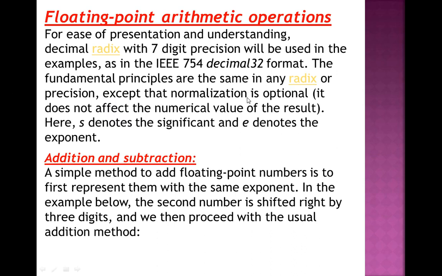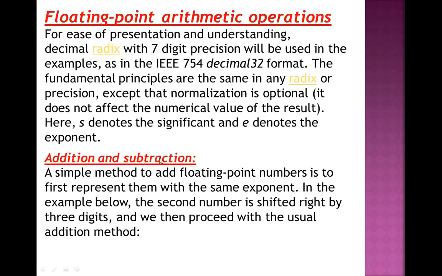Normalization means how we can use the exponent and how we can shift the bits from one place to another. That is different, but that does not affect the result. That gives the same result. Here S denotes the significand and E denotes the exponent. So whenever I use S in an example, that is the significand, and E is your exponent.